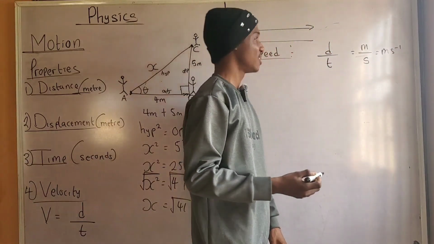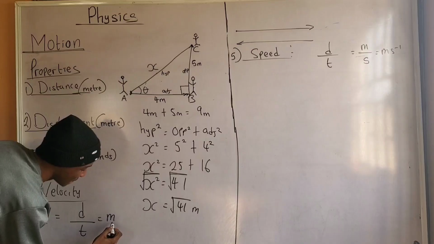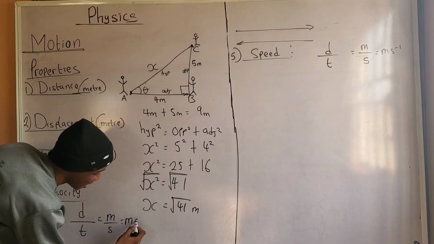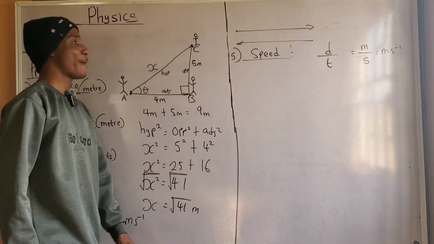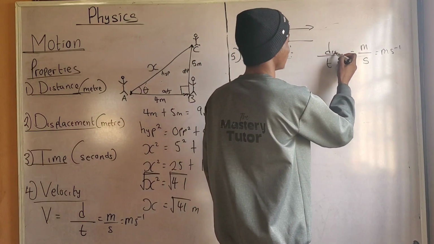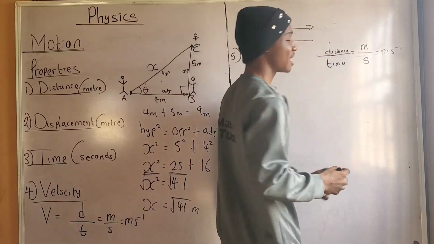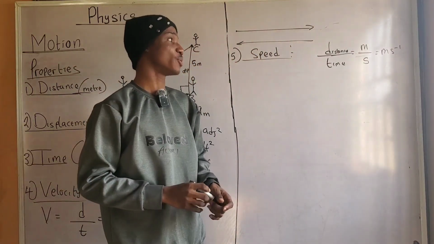Are you getting it? Okay. In fact, let me put the unit of this as well. This is meter all over seconds. That is meter per seconds. Okay. Now, speed is distance. Let me write it in full. Distance covered by an object all over the time taken to cover the distance. That is speed for you.